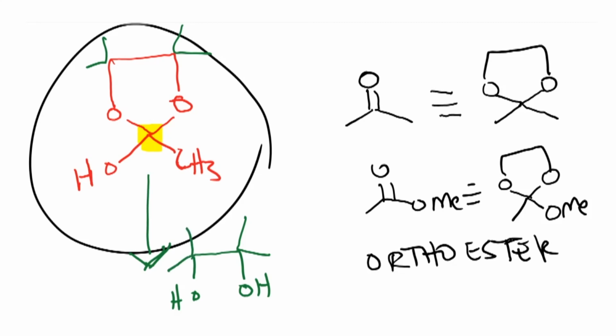Okay, so just to recap, the important difference between the Woodward modification and the Prevost reaction is that in both cases we use iodine and a silver salt, and in the Woodward reaction we use an acetate, and the acetate is actually going to form an orthoester, which then hydrolyzes off to give you the syn diol.